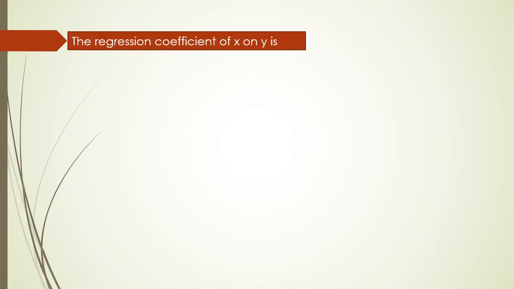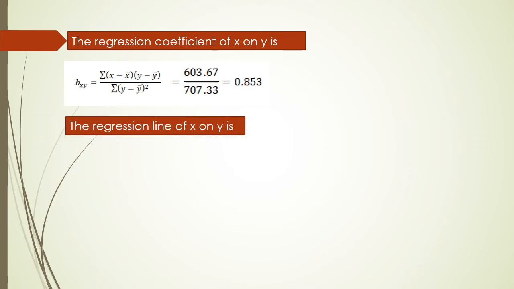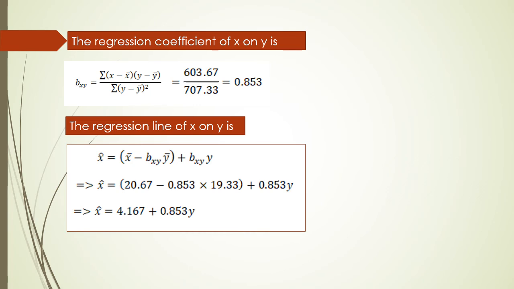The regression coefficient of x on y is obtained by putting our calculated values in the formula for bxy, and this comes out to be 0.853. The regression line of x on y is therefore x hat equal to x bar minus bxy into y bar plus bxy into y, and if we put our calculated values in this formula, we find x hat equal to 4.167 plus 0.853 into y.